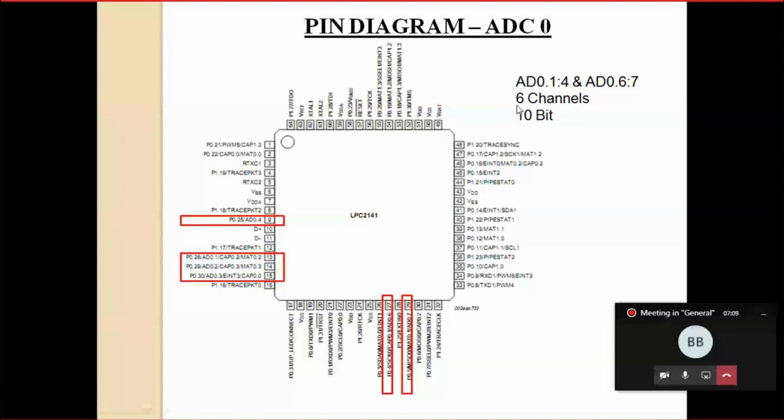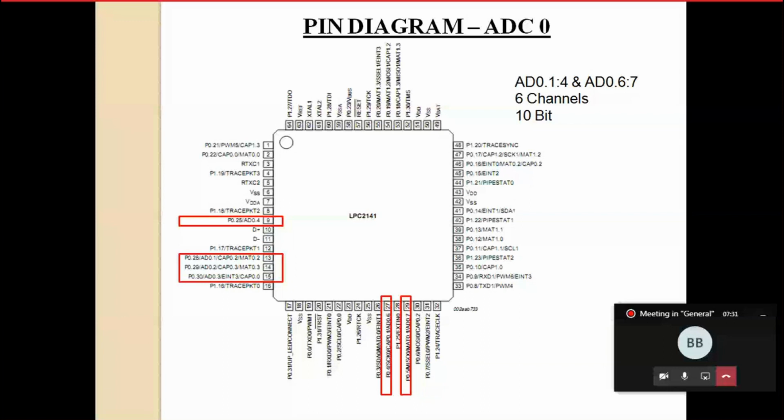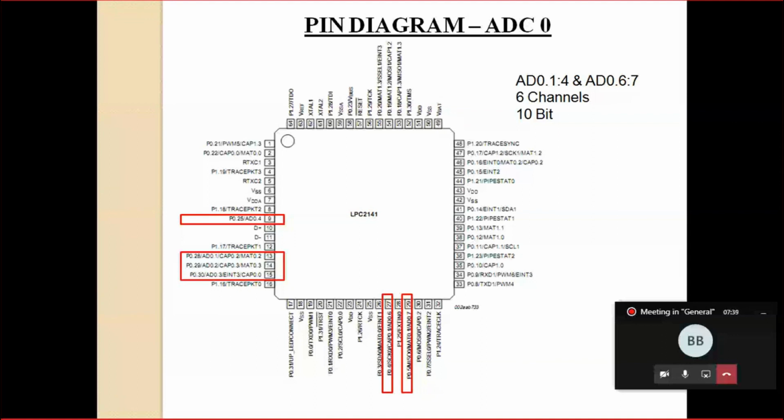Then it has a 6-channel ADC. What do you mean by channel? It is the number of sensors, or the number of input pins, it can have for the ADC. It has a maximum of 6 channels. That means you can connect 6 input sensors. 6 channels are there, so you can connect a maximum of 6 sensors.